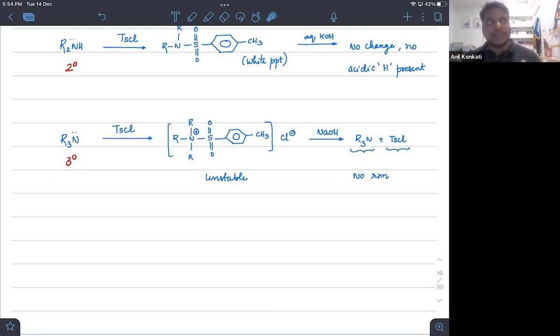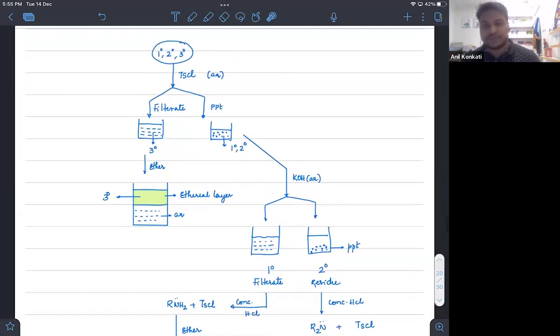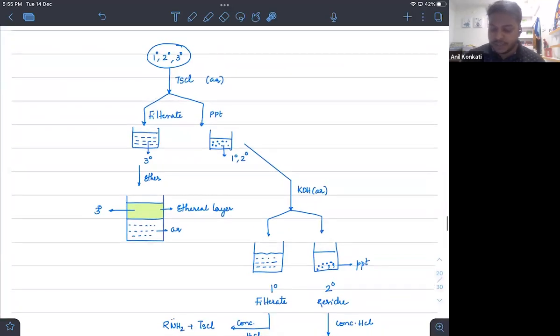Okay, we can use this method also for separation. This is for detection, right? 1 degree, 2 degree, 3 degree, we are detecting it. We can use the same logic for separation also. So imagine how we can separate 1 degree, 2 degree, 3 degree using tosyl chloride.